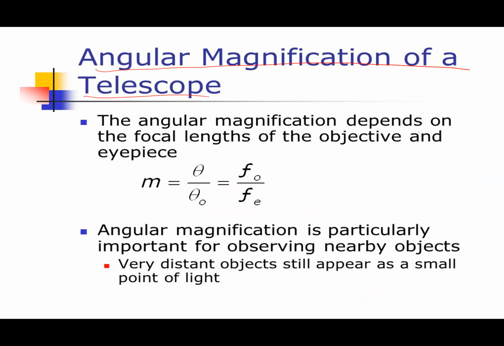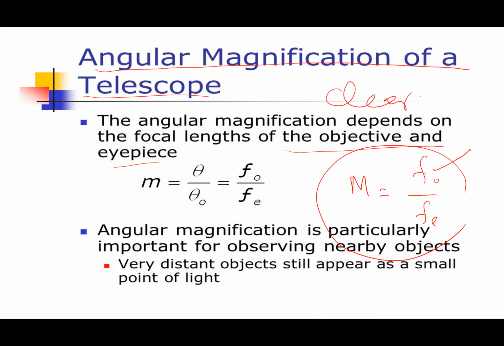Now, angular magnification of a telescope. The angular magnification depends on the focal length of the objective lens and eyepiece. Magnification is the ratio of focal length of objective to focal length of eyepiece. So more will be the focal length of objective, more will be the magnification. Clear will be the image.